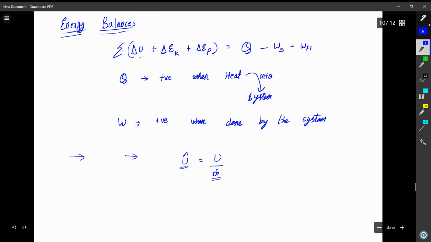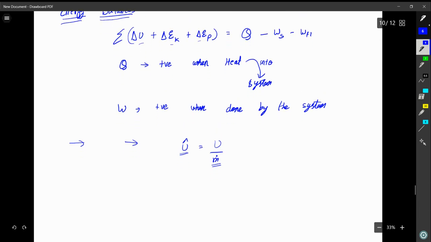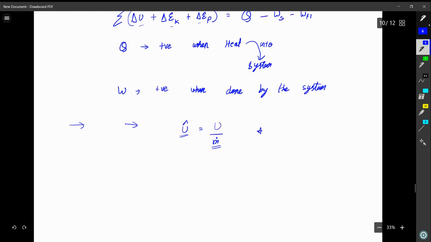So that's how you define U hat. You can replace everything over here by hats, and Q by Q dot by m dot, and then you have one more definition that says U plus PV, which is the flow work, is equal to H, which is the enthalpy.